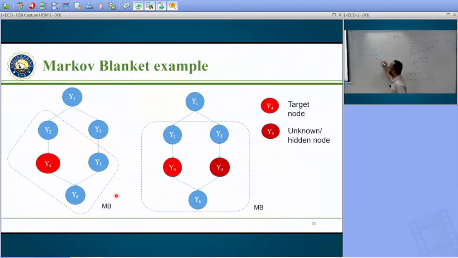Then you go to y5. y5 is conditioned only on y3 because it's directly depending on y3 actually. Now if you go to y3, y3 is conditioned on y1. And y1 is independent, and then you have y2, which is conditioned on y1.